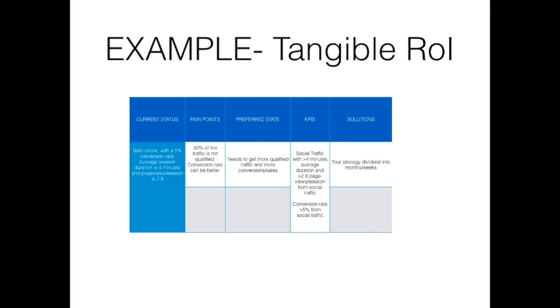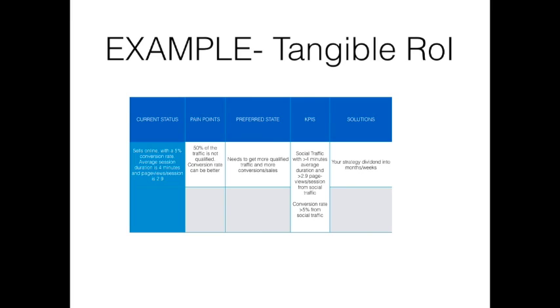The pain point is 50% of the traffic is not qualified. Not qualified may imply that this traffic is not of very good quality. It is bouncing back maybe, or it is spending very less time on the site, and so on. Conversion rates are low, that's the pain point. And the preferred state is when the conversion rates are higher, right, and they need to get more qualified traffic, so maybe less bounce and all that stuff.